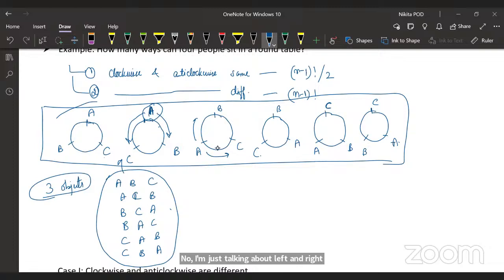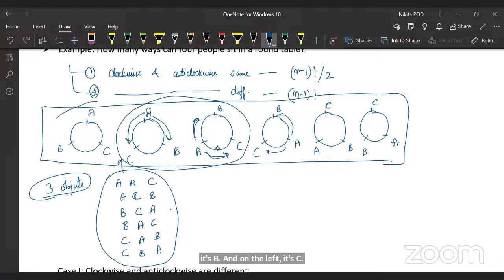Okay. So if I look from A's perspective, on the left of A, B is there, and on the right of A, C is there. Same in figure 2. On the right, it's C, and on the left, it's B. Then, if you look at the fourth figure, on the right, it's B, and on the left, it's C. So it is different than these two.